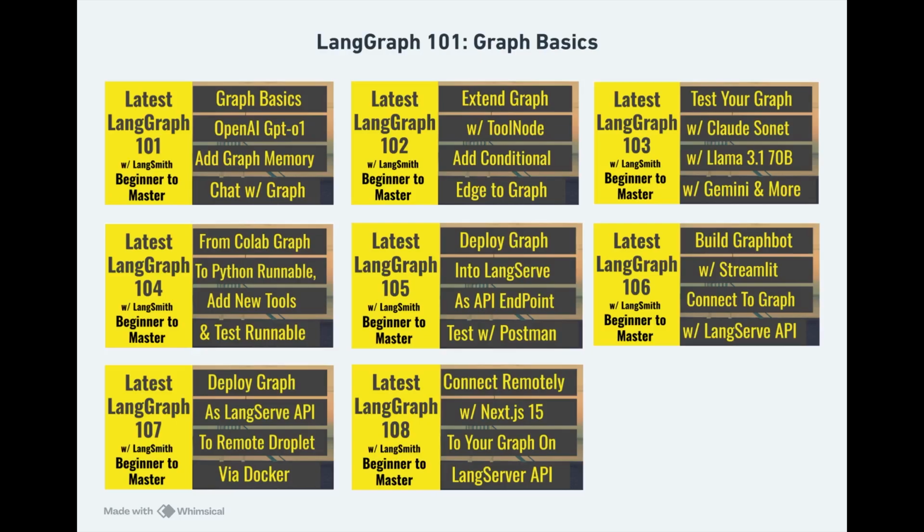Session 105. At this point, we will spin up a LangServe server and use our Python runnable graph to create an API endpoint and test that with Postman. Session 106. Now that we have an API for our graph, we will build a chatbot frontend. I'm calling it a graph bot, and connect to your LangServe backend and start chatting.